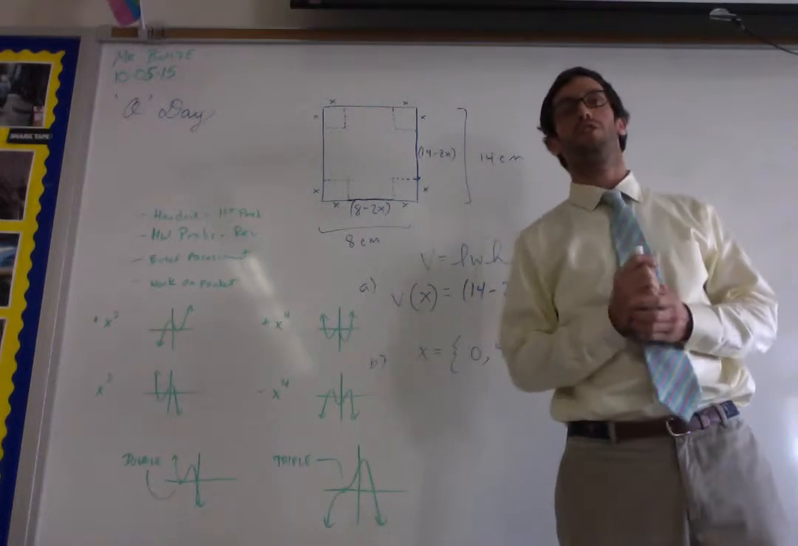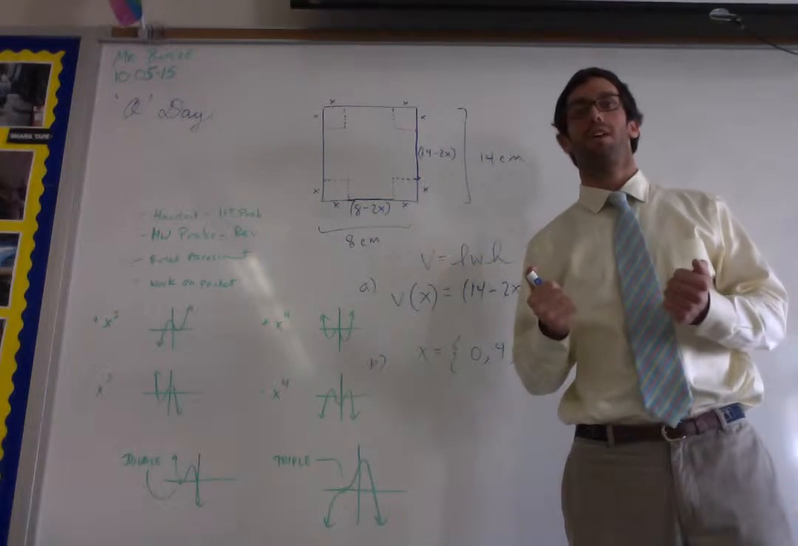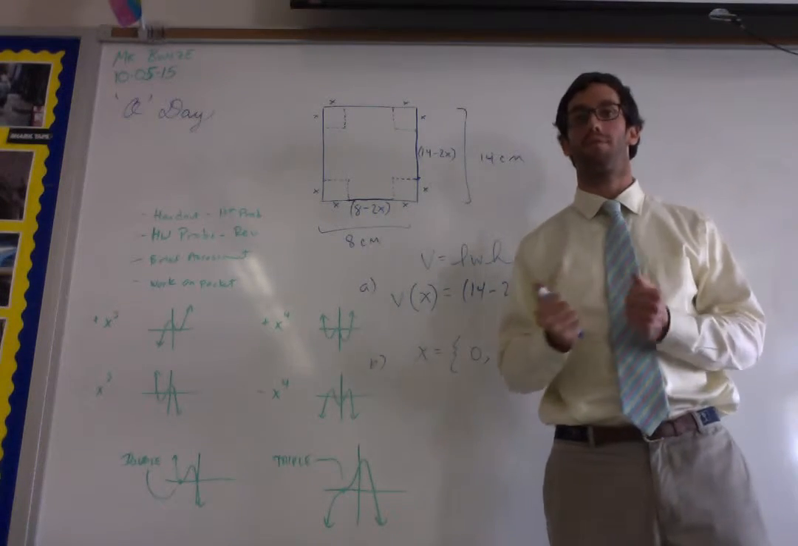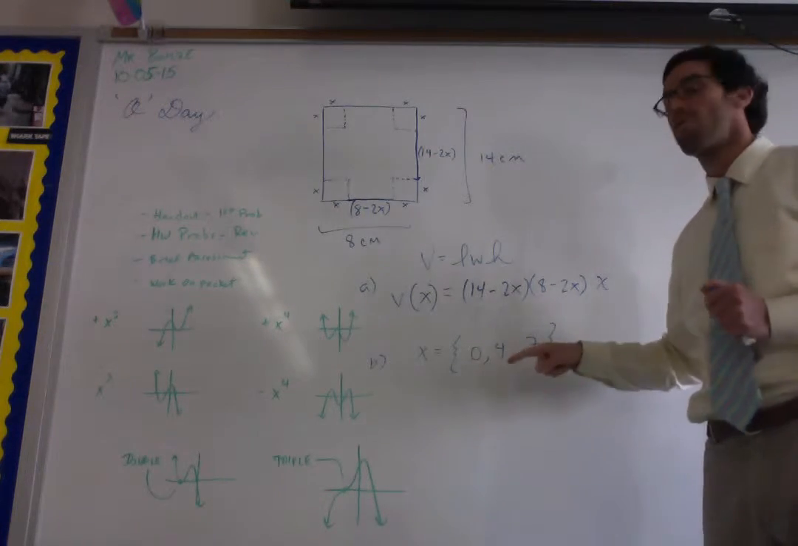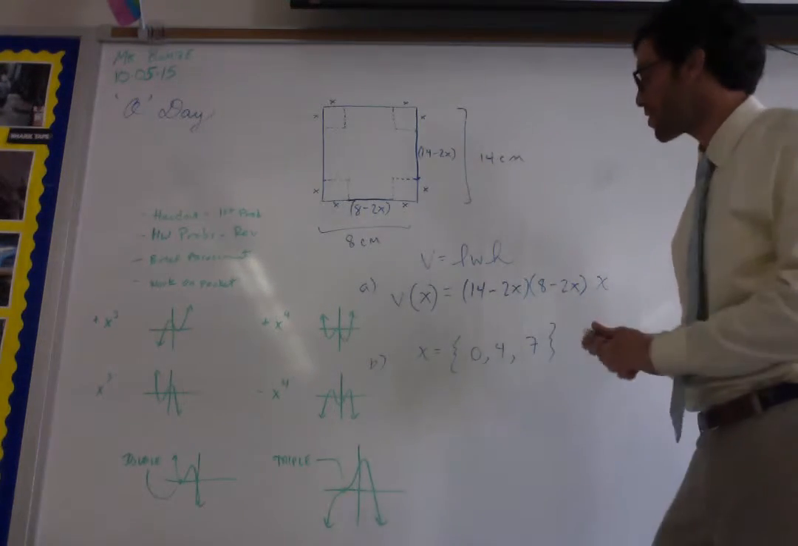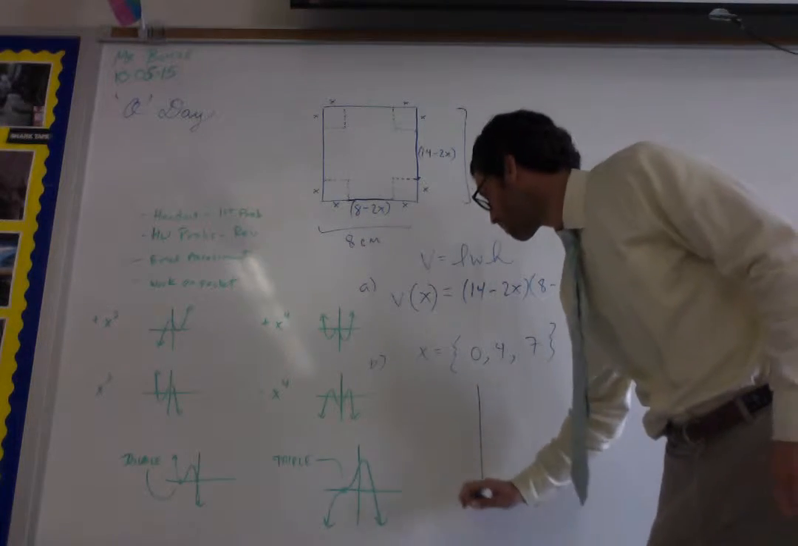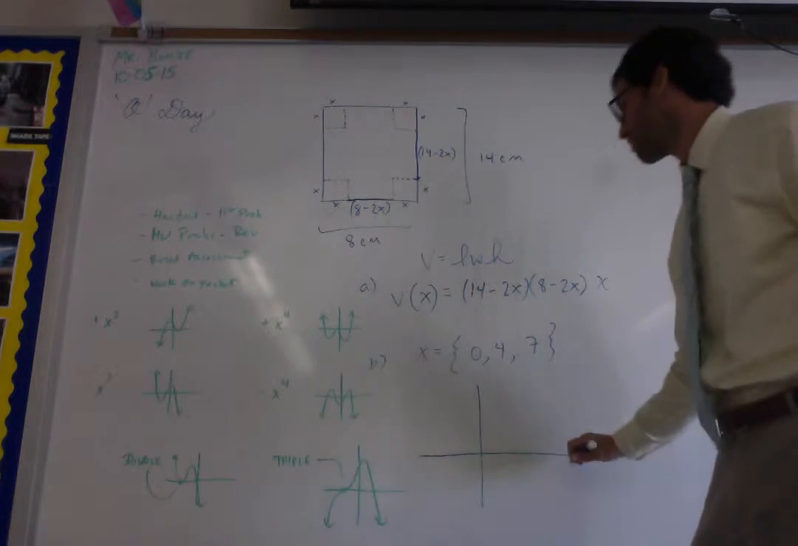Okay? So what we're going to do is graph this to help us see the feasible domain, because it's going to be between either 0 and 4 or 4 and 7. It's going to be our answer. And we'll check the graph to see which one of those it is.